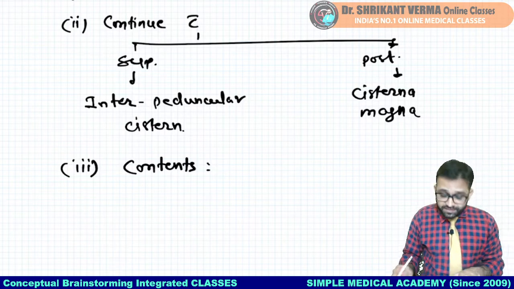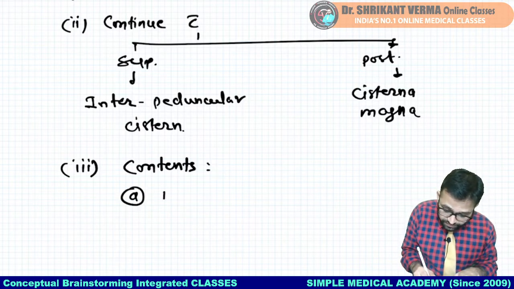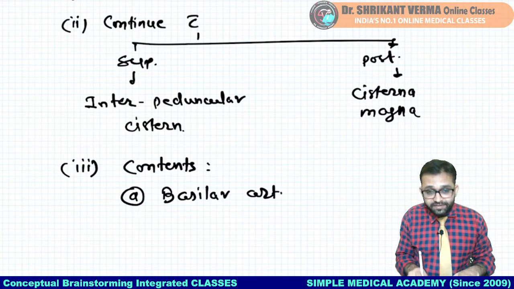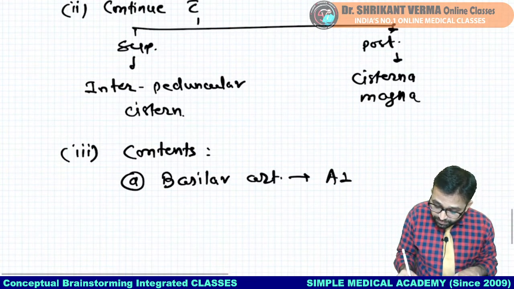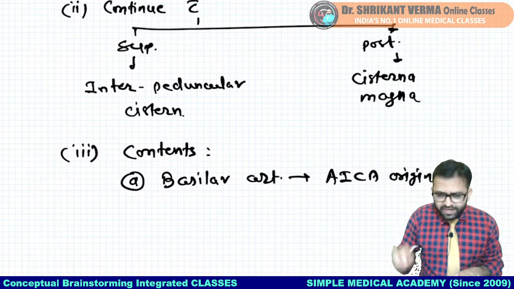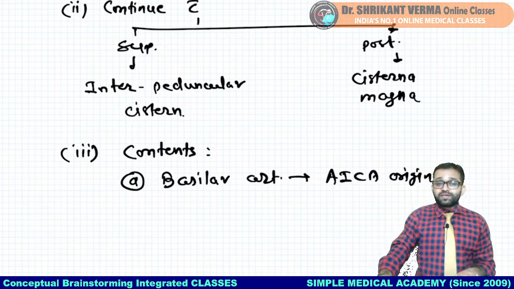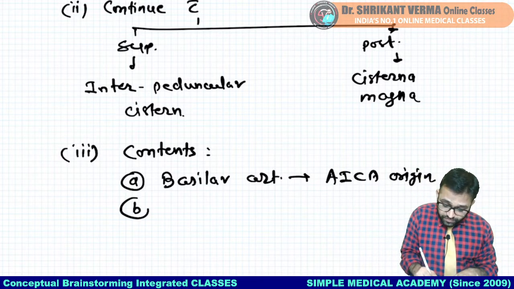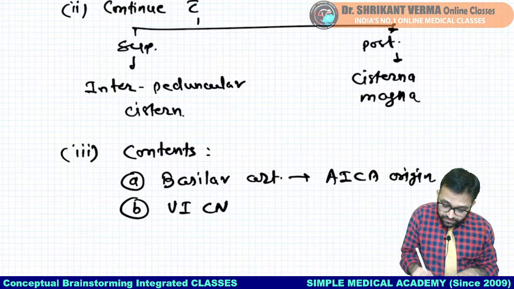So what are our contents? First, yes, we had seen the basilar artery, which gives the branch anterior inferior cerebral artery its origin part. We will see later, but yes, basilar artery you can remember. Also here the 6th, 7th, 8th cranial nerve. So origin part of the 6th cranial nerve is related here.